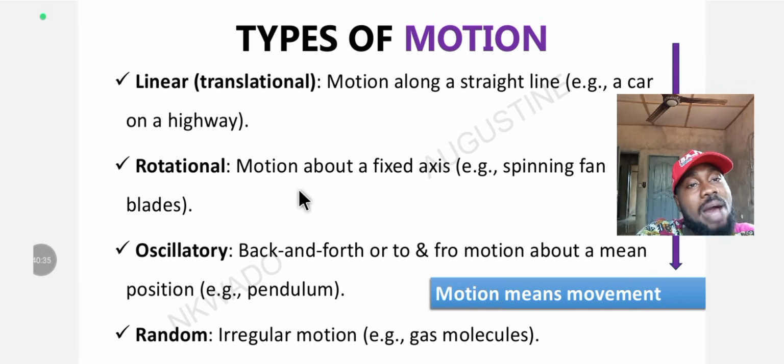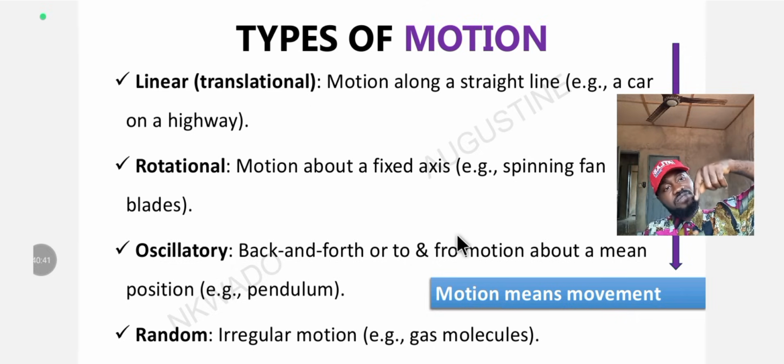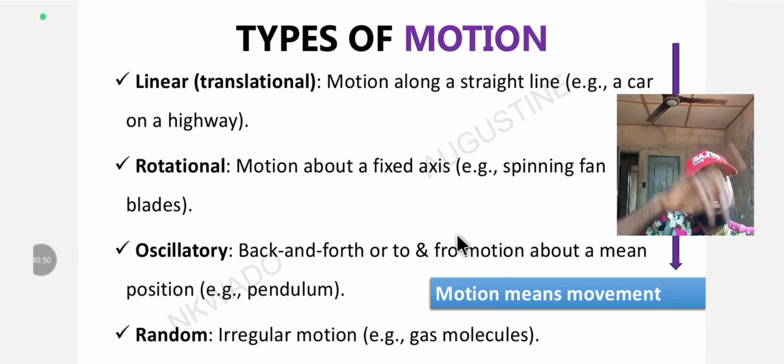And what is rotational motion? It's a motion about a fixed axis. About a fixed axis, okay? So there is a motion about a fixed axis. So for example, the spin of a fan blade, you have the fixed axis here, while the fan blade spins about the fixed axis. The next we have here is oscillatory motion.